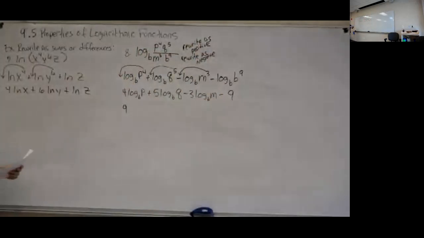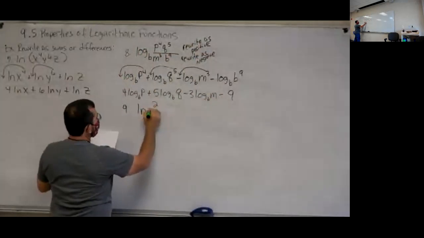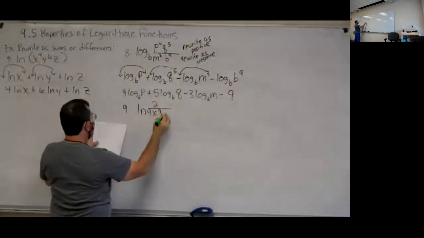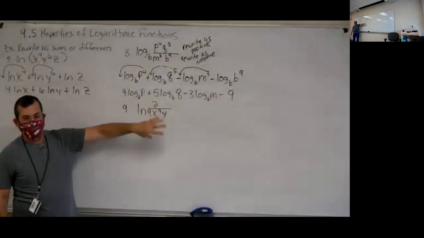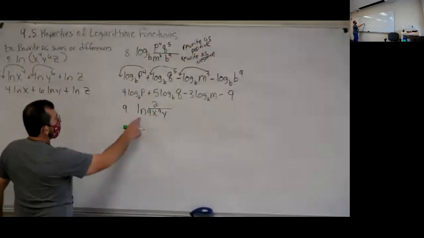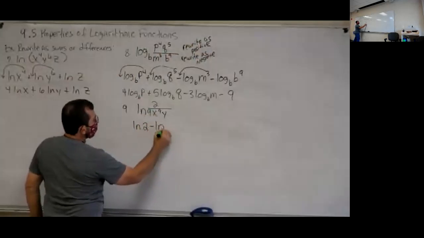All right, same thing with the LNs. ln of 2 divided by 9x to the 9y. So once again, if it's on top, it's positive. If it's on the bottom, it's going to be negative. And I'm going to distribute that ln to everybody. So I'm going to get an ln of 2 minus ln of.